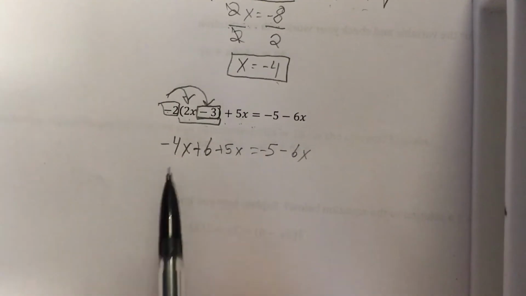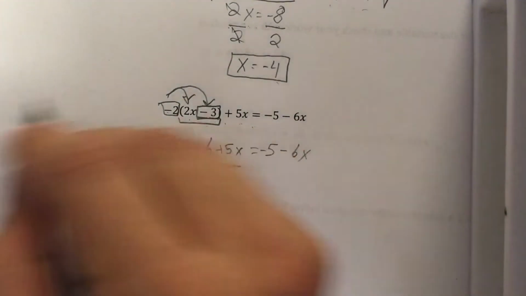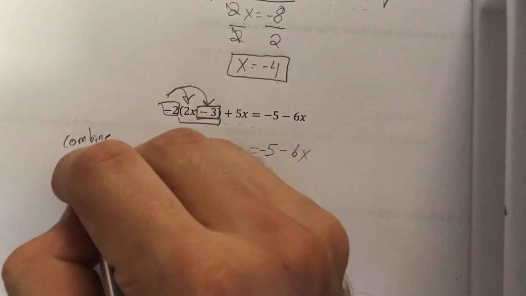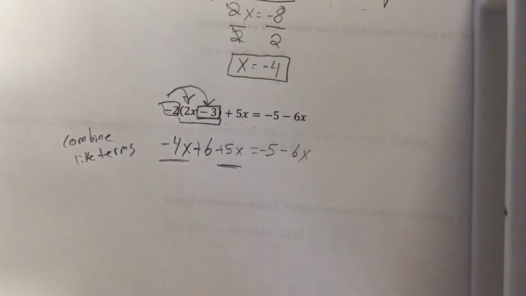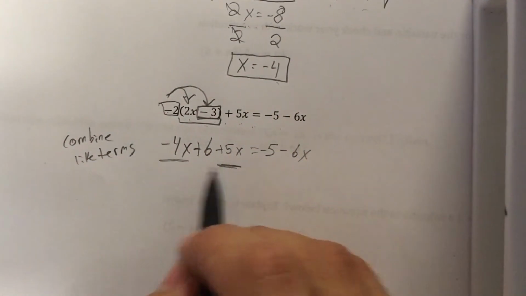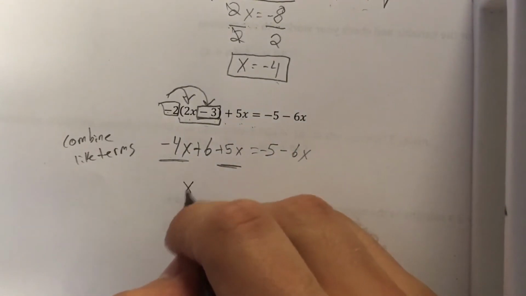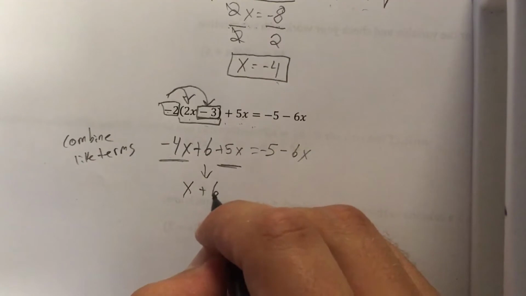Now on the left side here I see that I have a negative 4x or a minus 4x and a plus 5x. We're going to do something called combining like terms. If you want to write that off to the side, we're going to combine our like terms. This means I can add these together. So negative 4x plus 5x gives us a positive 1x, or just x. And then we still have this positive 6 or plus 6.